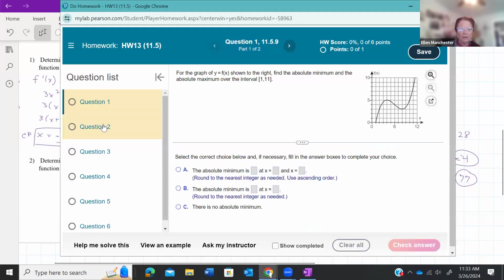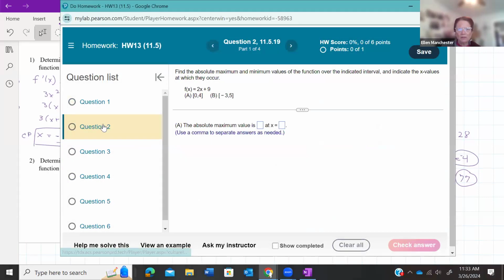Let me see if it asks it any other way. Okay, maximum value is blank, so the y value at x equals blank. And this one, you're going to do it twice. So there's 2 separate questions here. A is saying, when your domain is 0, 4. And then B is saying when your domain is -3, 5, what is the maximum and the minimum? So 2 completely separate questions.